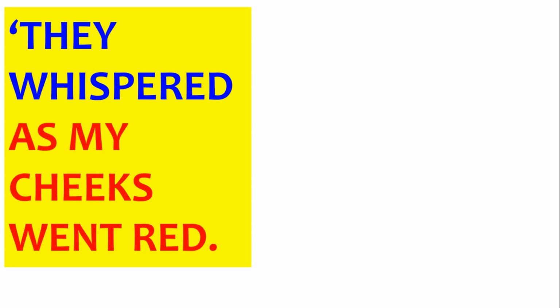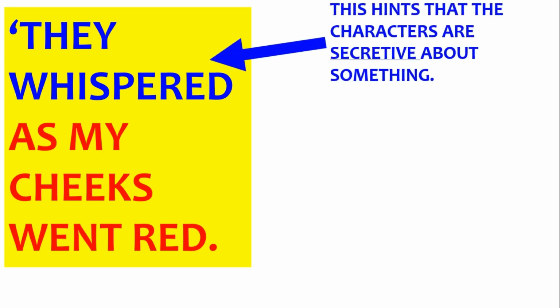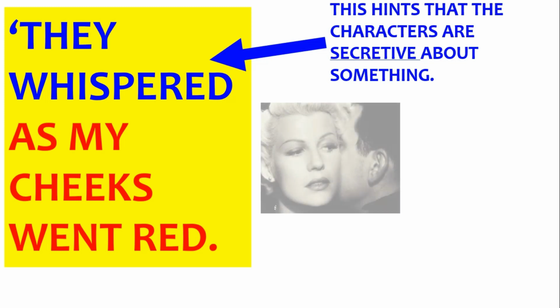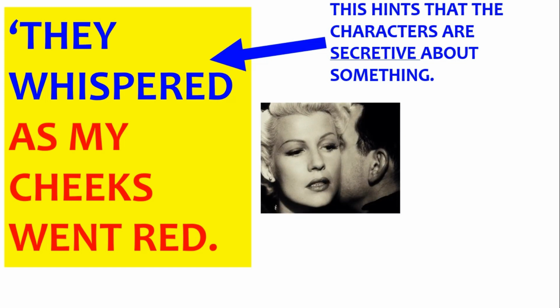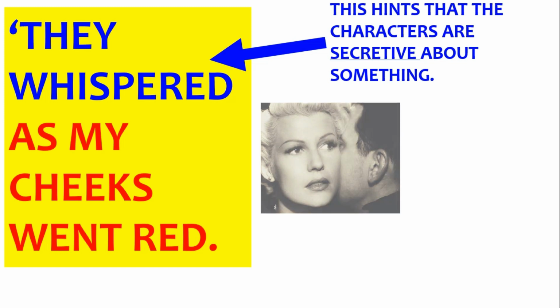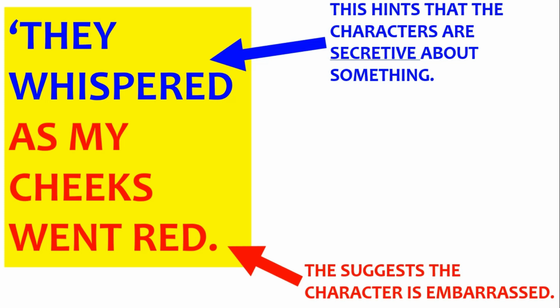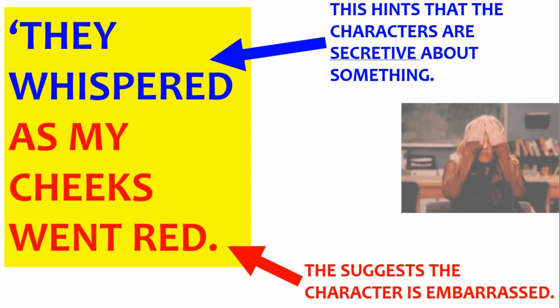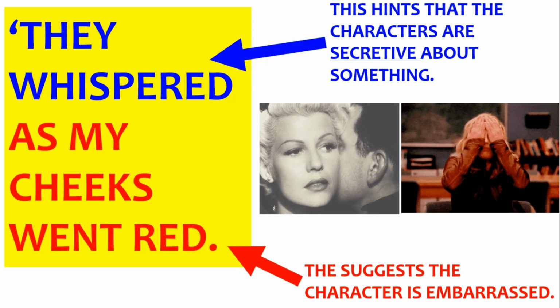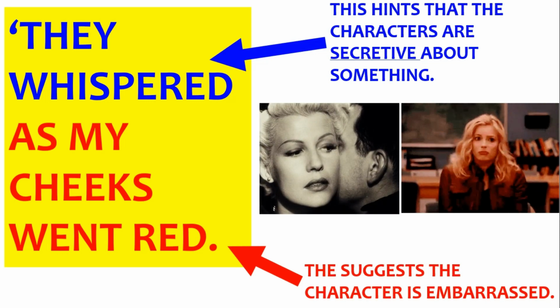If we just zoomed into "they whispered", what impression would we get about them? It says they, so it's probably 1 or 2 people. What impression would we get of whisper? Well, if someone's whispering, it probably will tell the reader that the characters are secretive about something. Yeah, there's something they don't want other people to hear. And if we look at the red, "as my cheeks went red", what would that tell me about the character? Well, it might tell me they are embarrassed. Yeah, so it's a sign that the character is embarrassed. There you go. So just from those 2 little quotes, not even a sentence really, half a sentence each, I've got 2 impressions about the characters in the text.